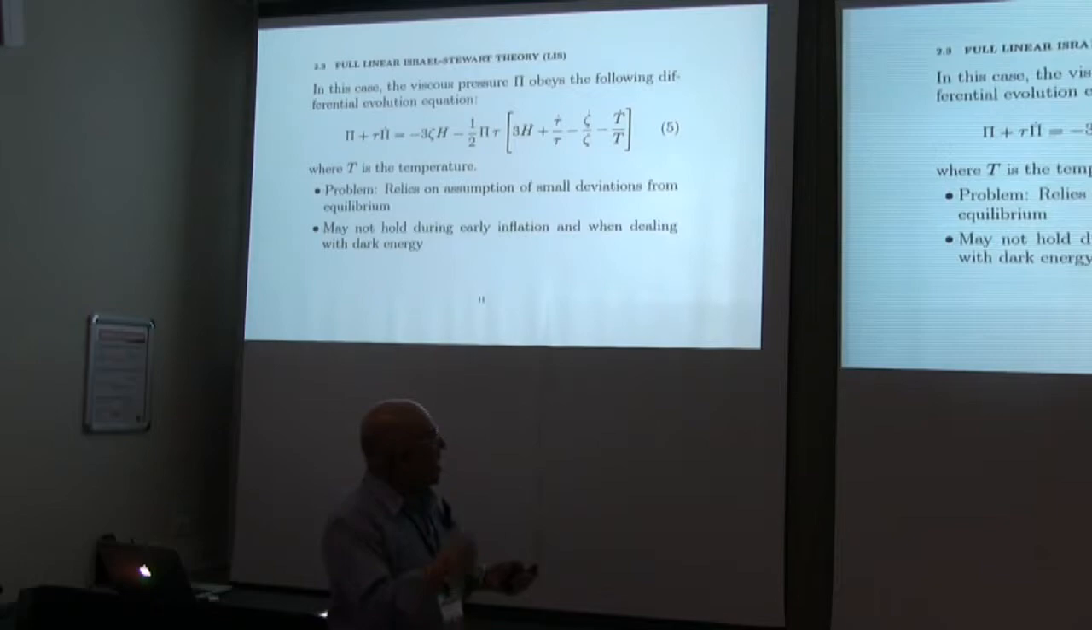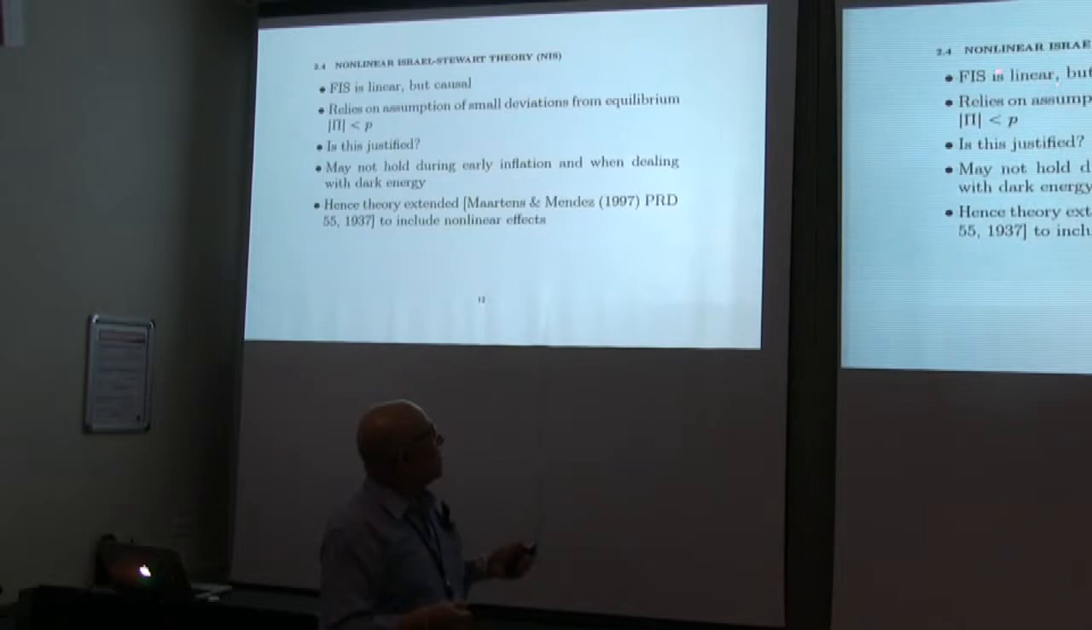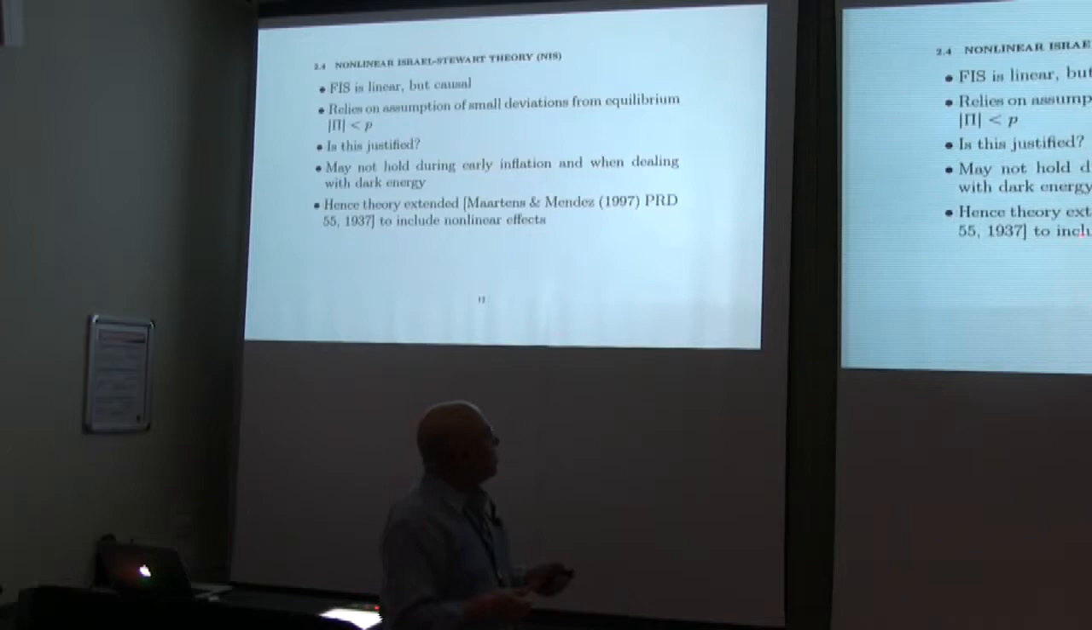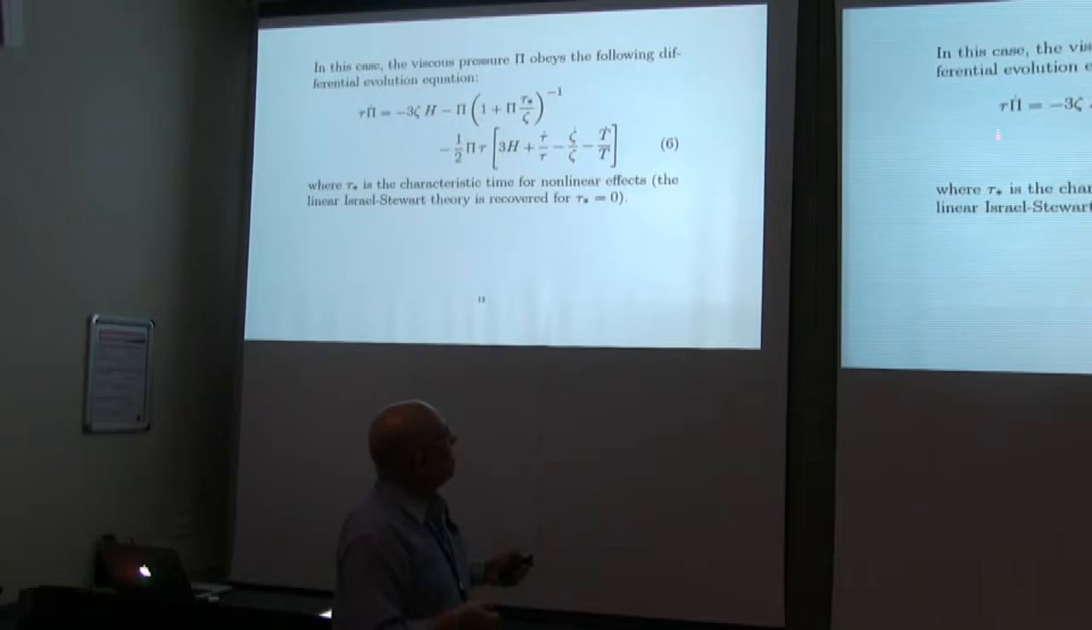Well, the full Israel-Stewart theory is only about causal. It relies on small deviations where the viscous pressure is much smaller than P. And as we said, this may not hold during early inflation and when dealing with dark energy. So it was extended by Maartens and Méndez to include nonlinear effects. And this is the new equation now.